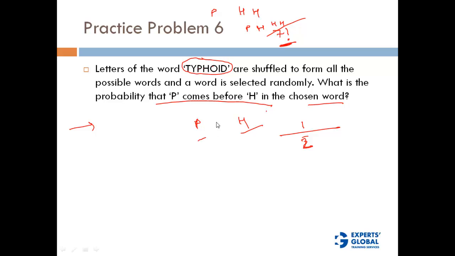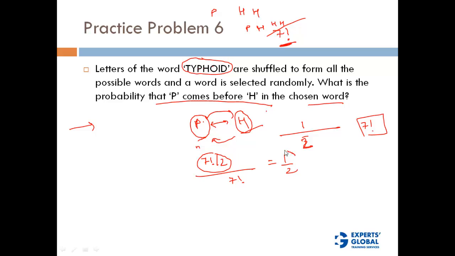In fact, the ones in which P comes first and the ones in which H comes first are going to be mirror images of each other, in the sense that if we swap P and H, we get one set from the other set, right? So the number of such cases is the same, and both of them amount to 7 factorial ways when added. So the number of ways in which P comes first is 7 factorial divided by 2. That is the number of ways in which P comes first divided by the total number of ways, so the probability is half.